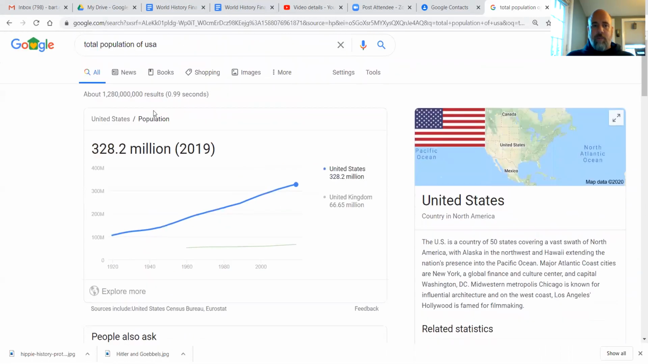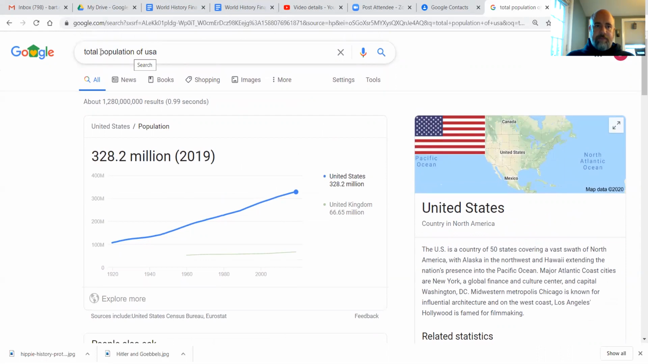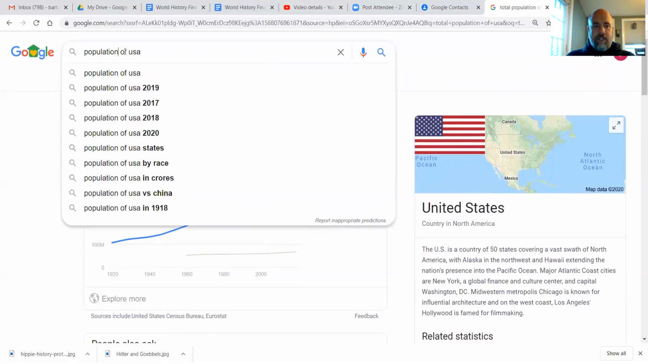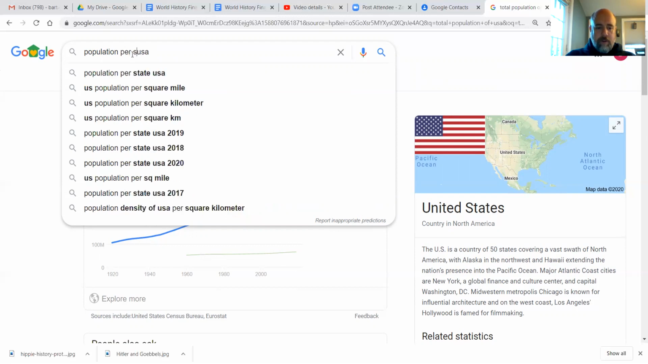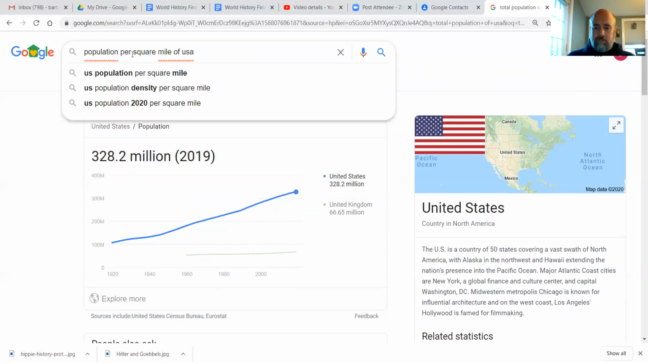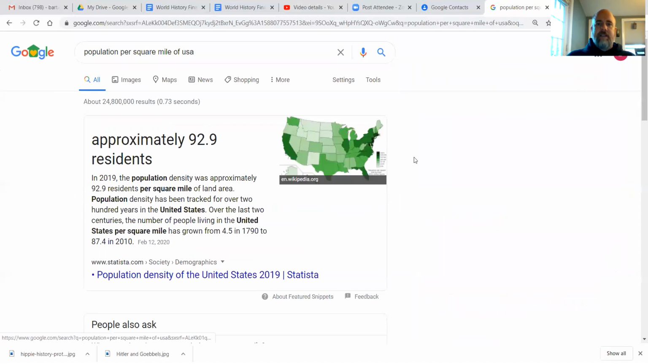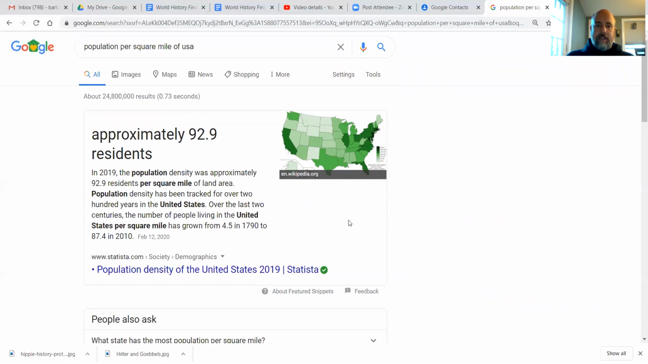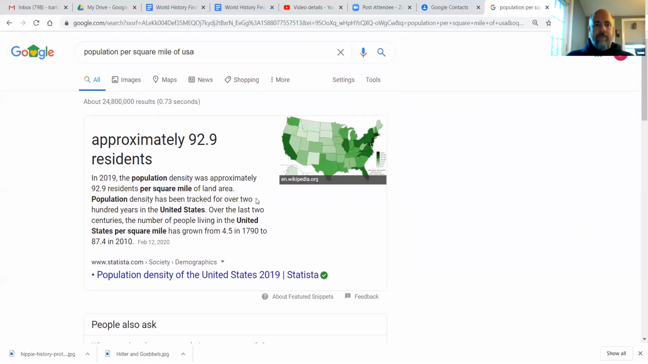So total population, you would report something like this. But then you could say population per square mile of USA. And that's called population density. But approximately 92.9 residents per square mile of land area in the United States. Now, you're going to be putting in your country, but that's what you'll be putting in as far as that goes.